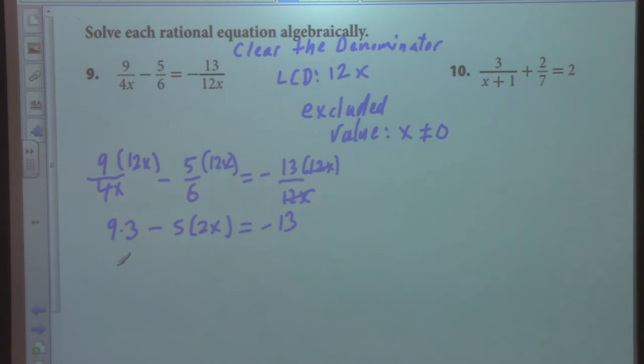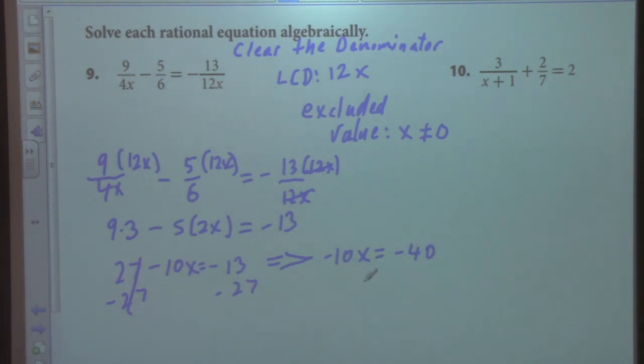And so we have 27 minus 10x minus 13 equals... What do we have to do here? Subtract the 27. Let's subtract 27. Continuing to work to the right, that cancels out here. So we have negative 10x is equal to negative 40.